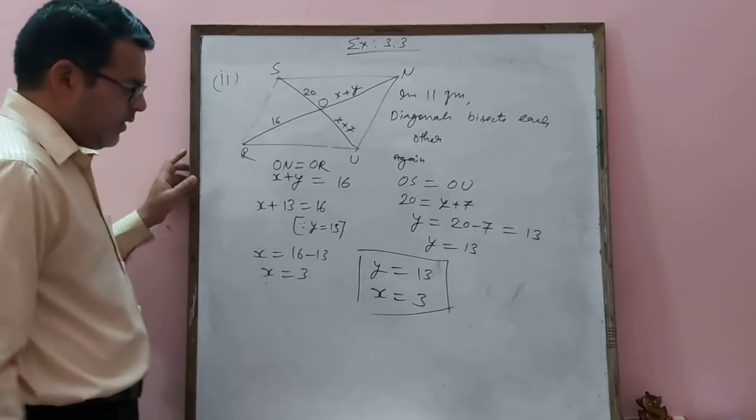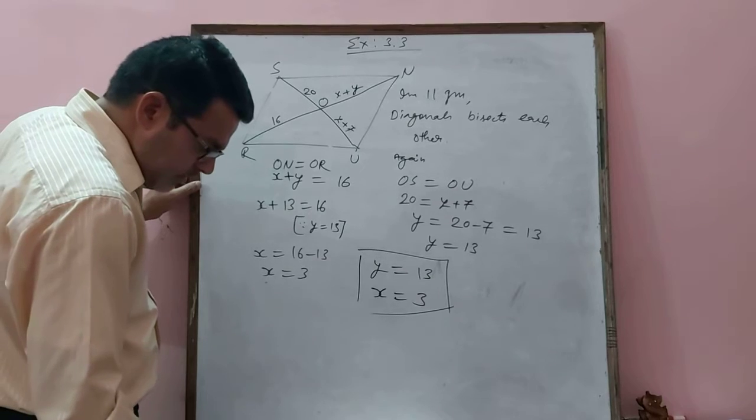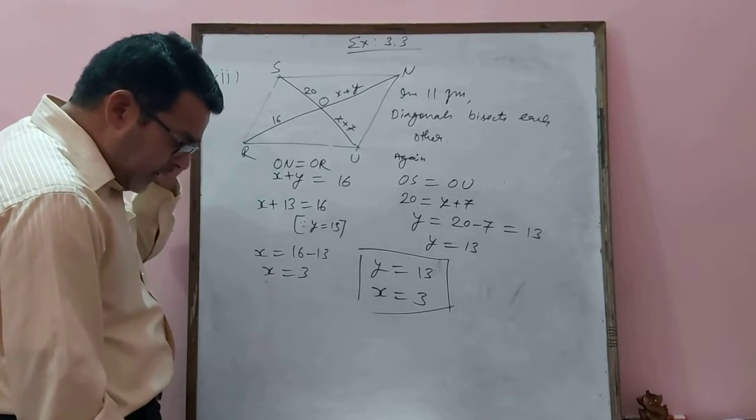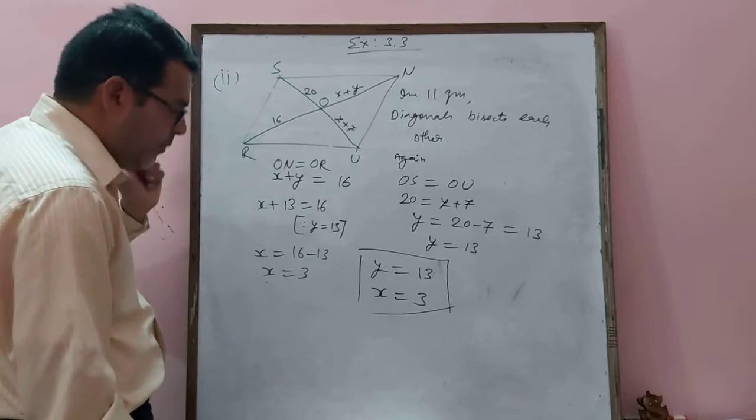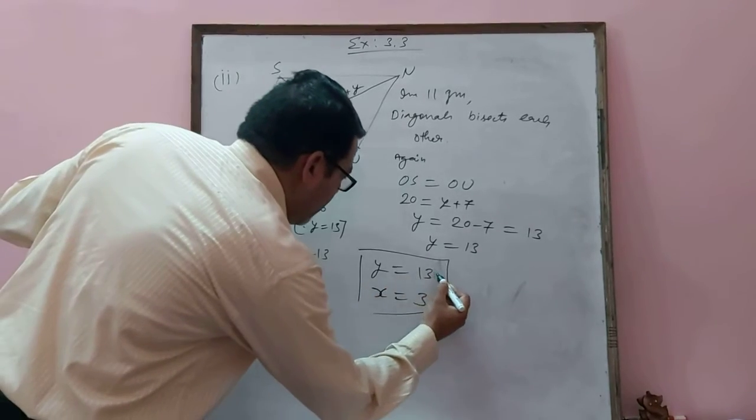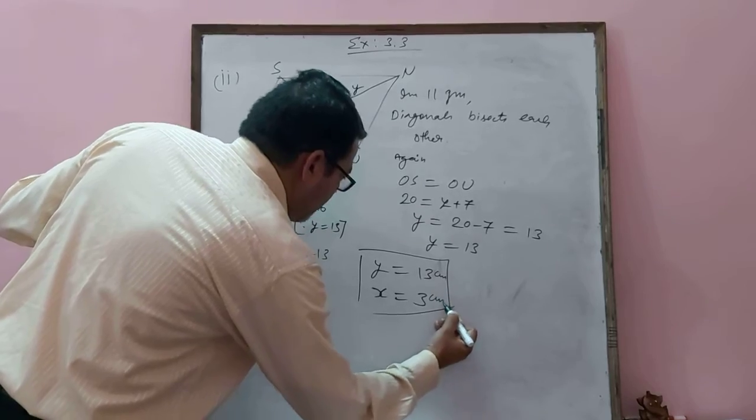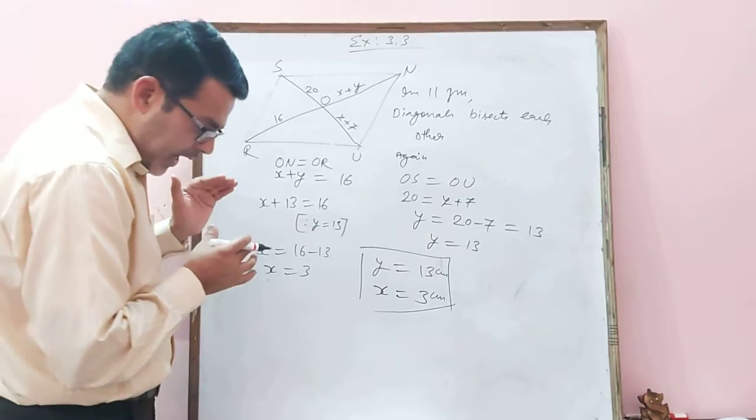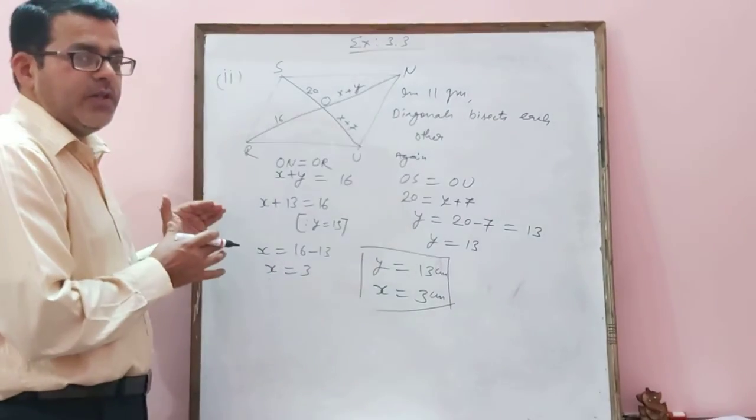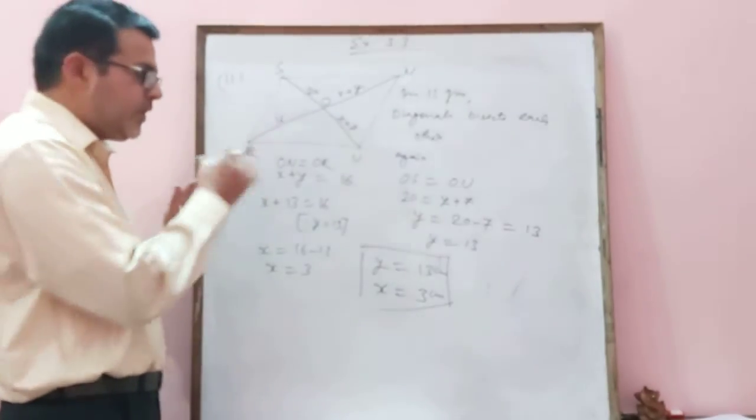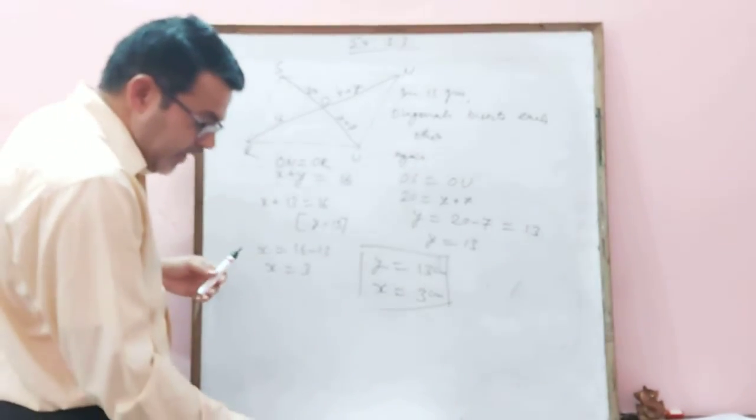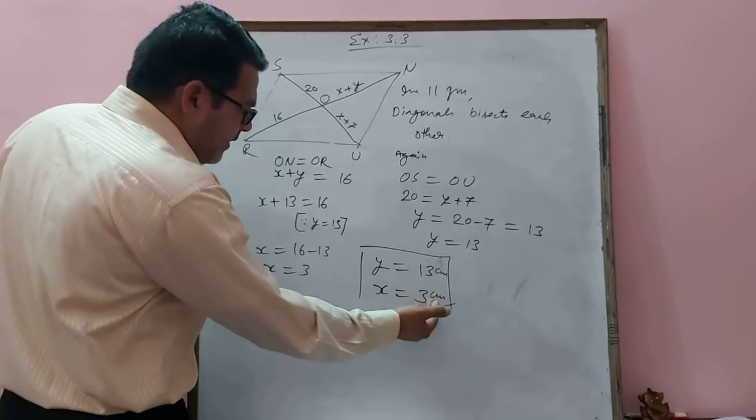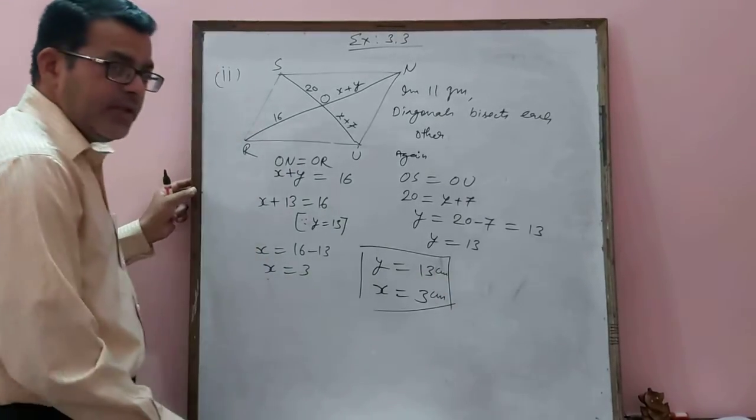It's already given there: the lengths are given in centimeters. So you have to write centimeters here. In the previous part, the first part also, we have to write the values of x and y in centimeters. I forgot to write centimeters there, so please write it. Just now I am reading that lengths are given in centimeters. That's why, right? So the value of x is 3 centimeters and the value of y is 13 centimeters.